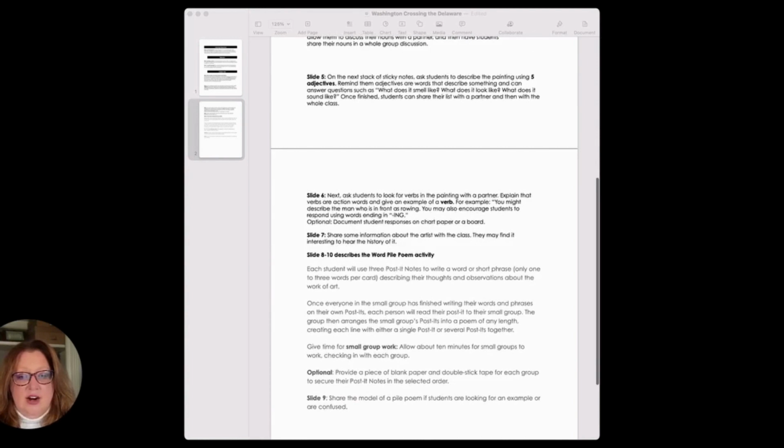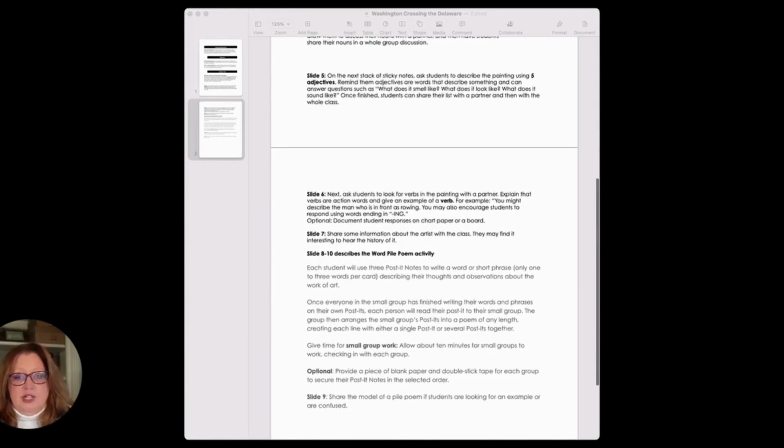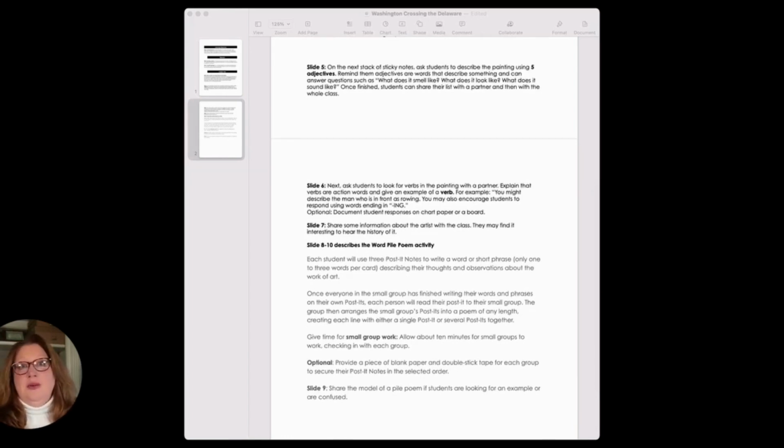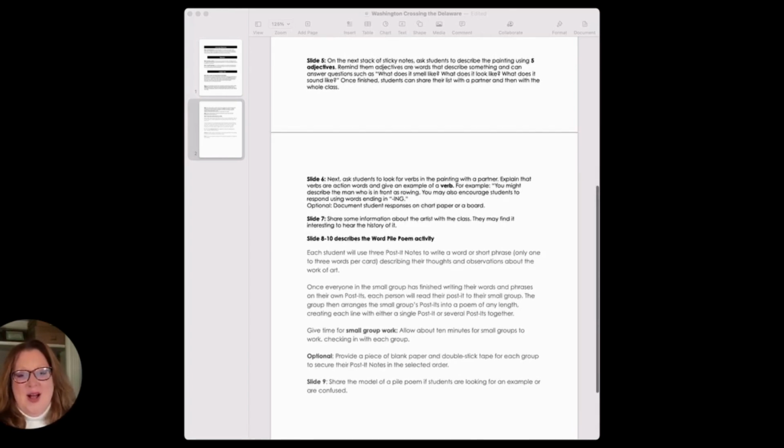At the end here on slide 7, it says share some information about the artist with the class. They might find it interesting to hear the history of it. They totally will. But that's kind of an afterthought here, rather than a really cohesive way of pulling these things together. Adjectives, nouns, and verbs.